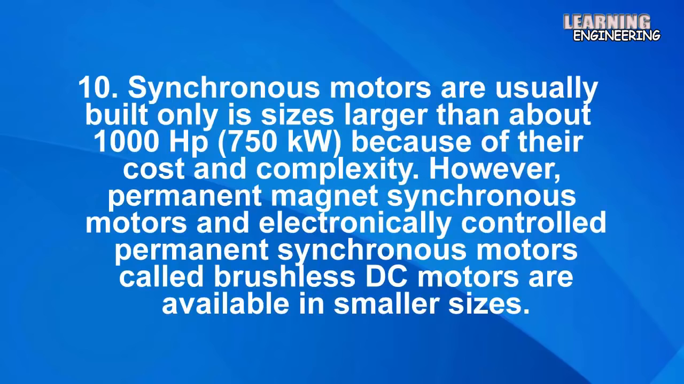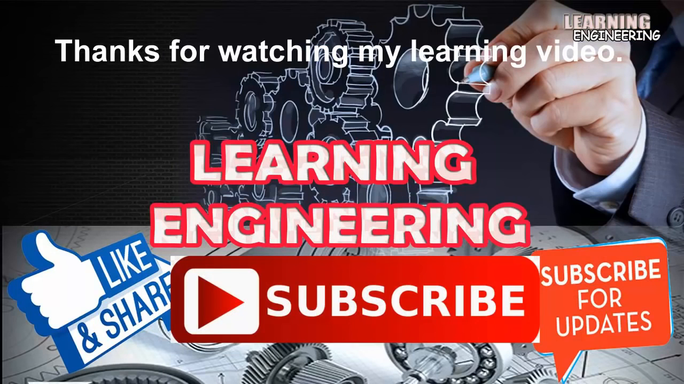10. Synchronous motors are usually built only in sizes larger than about 1000 horsepower (750 kilowatts) because of their cost and complexity. However, permanent magnet synchronous motors and electronically controlled permanent magnet synchronous motors, called brushless DC motors, are available in smaller sizes.